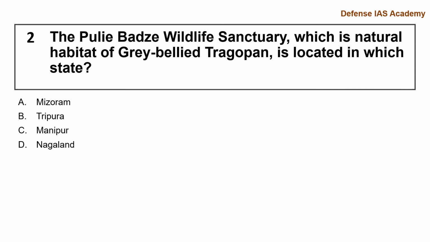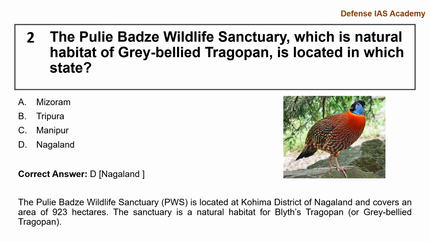Question number 2, the Puli Badse Wildlife Sanctuary, which is the natural habitat of grey-bellied tragopan, is located in which state? The correct answer is option D, Nagaland. The Puli Badse Wildlife Sanctuary is located in the Kohima district of Nagaland and covers an area of 923 hectares. The sanctuary is the natural habitat of Blyth's tragopan or the grey-bellied tragopan. The picture shows the bird. It is called the grey-bellied tragopan.